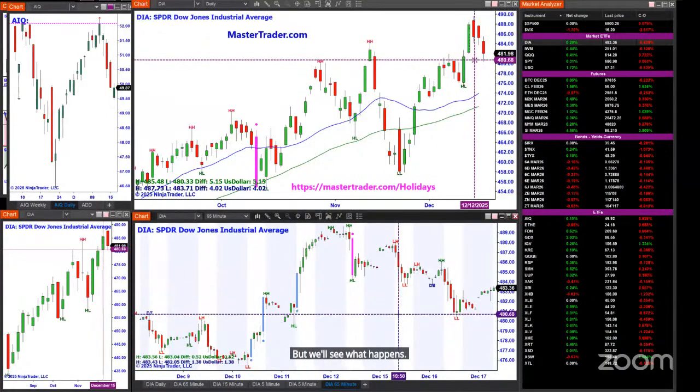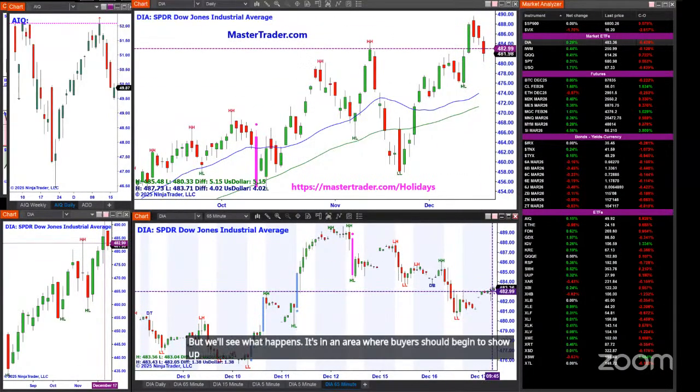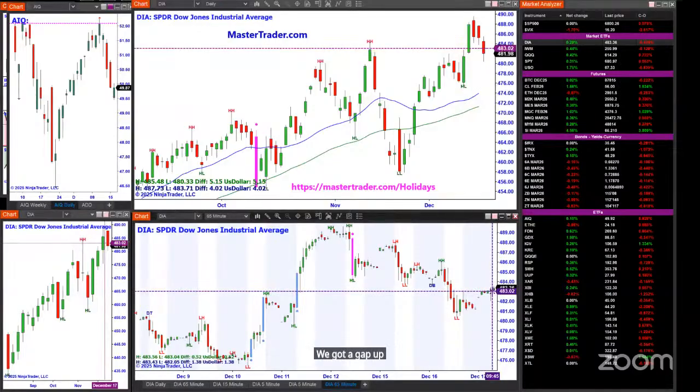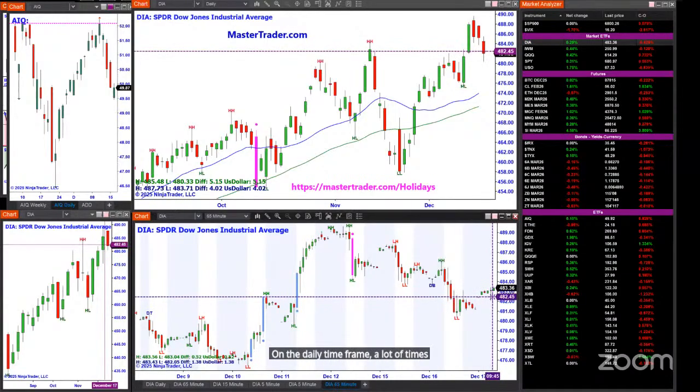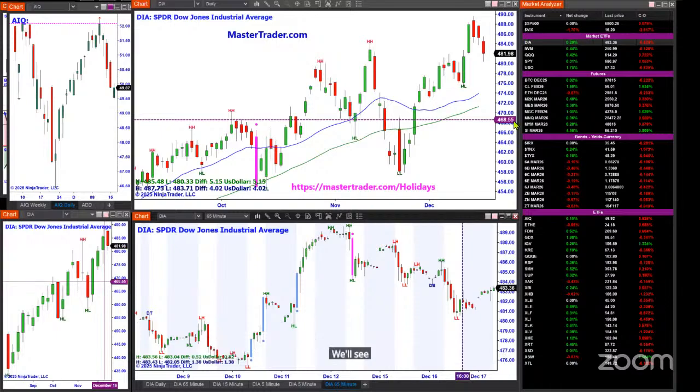It's in an area where buyers should begin to show up. We see that happening this morning. And we got a gap up about halfway into that red bar on the daily time frame. A lot of times there'll be some kind of a retest and pullback. We'll see how that shapes up.